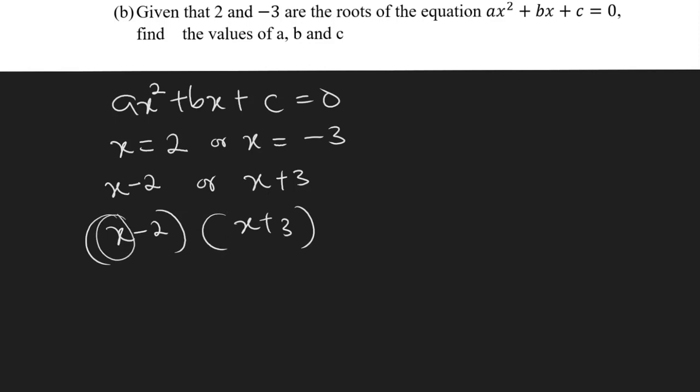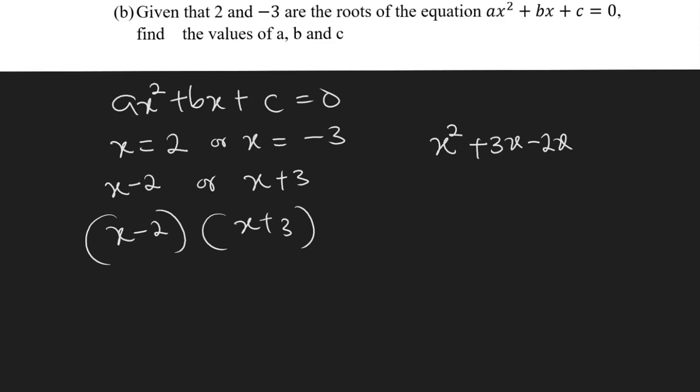So if we follow that, x times x is going to be x squared. So we have x squared. Then we have x times 3, which is 3x. So plus 3x. Then minus 2 times x is minus 2x. So minus 2x. Then minus 2 times plus 3 is minus 6, because negative times positive is negative.